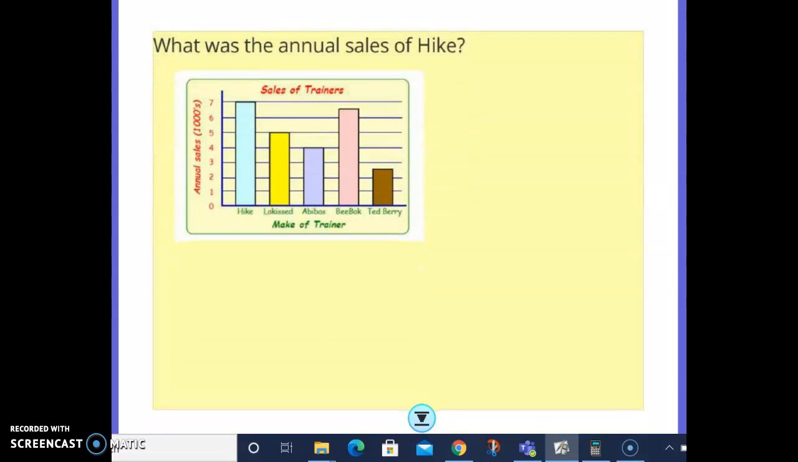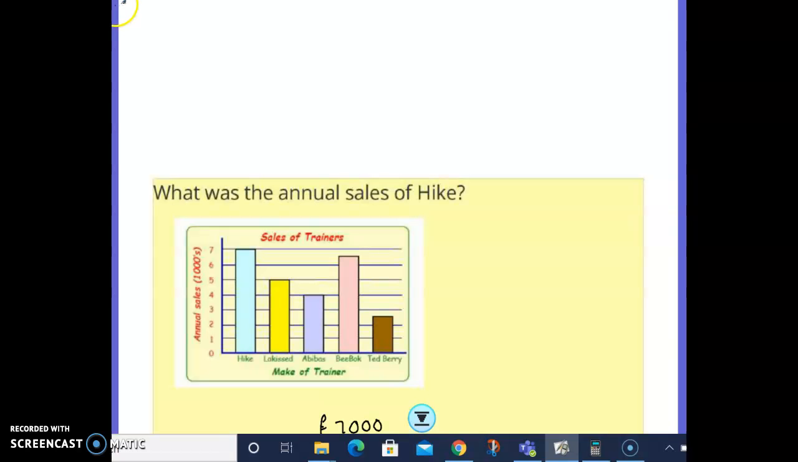Last graphical question then. What's the annual sales of Hike? Hike is here. It's 7, but our sales are in thousands, so it'd be £7,000. Just check that is the last question. Yep, perfect. Okay, let me know how you got on with this one.